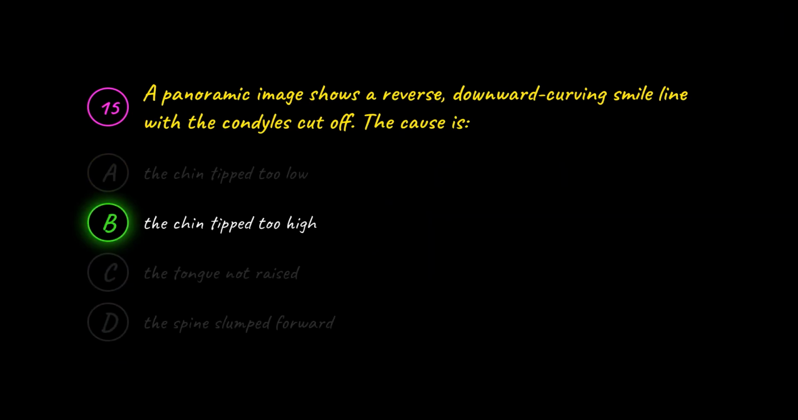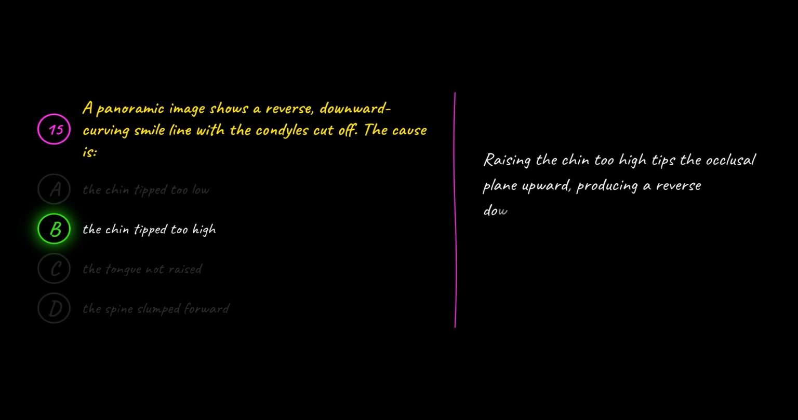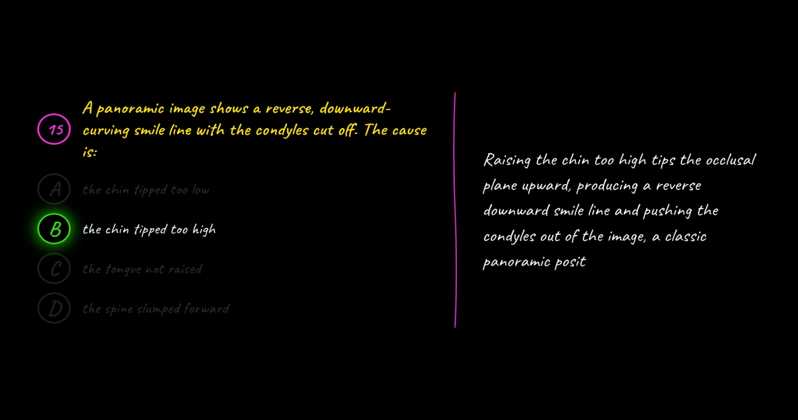The correct answer is B. The chin tip too high. B is correct because raising the chin too high tips the occlusal plane upward, producing a reverse downward smile line and pushing the condyles out of the image. A classic panoramic positioning error.